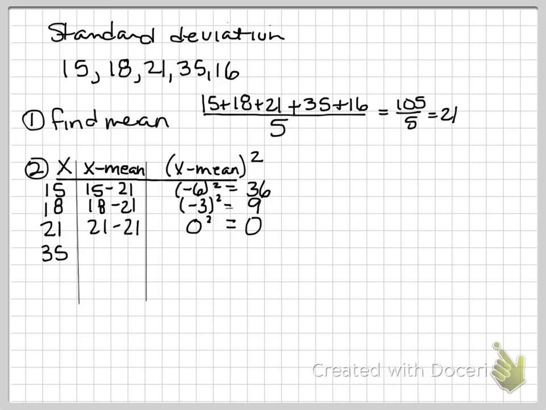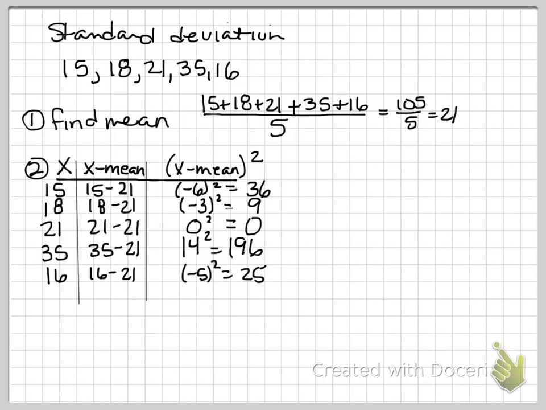35 minus 21, well, that's 14 squared, which is 196. And then our last number is 16. 16 minus 21 is negative 5 squared, and that would be 25.